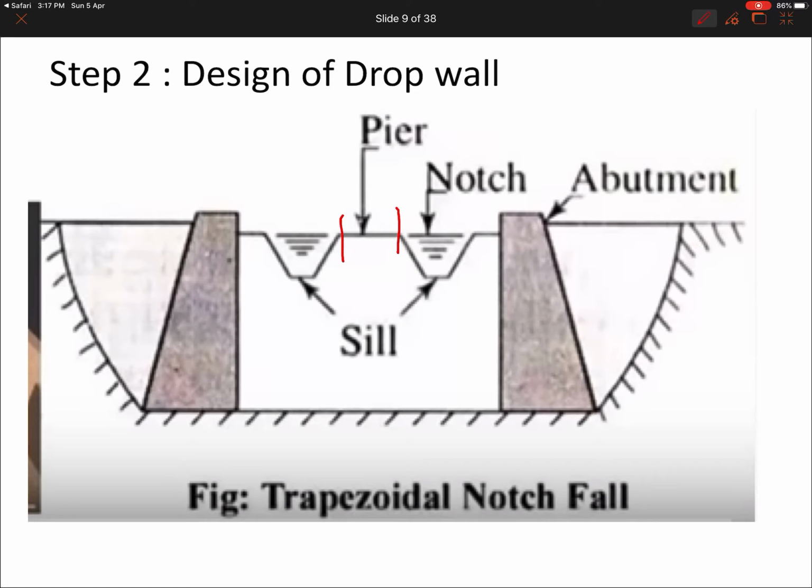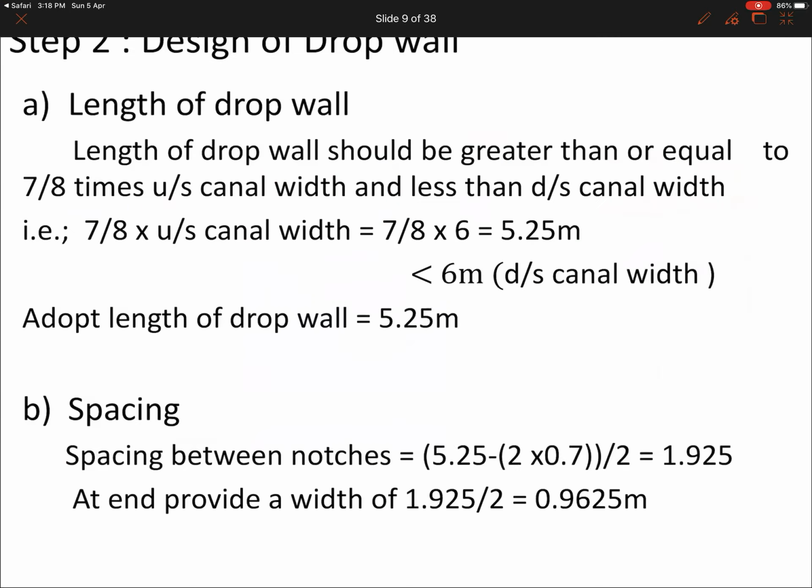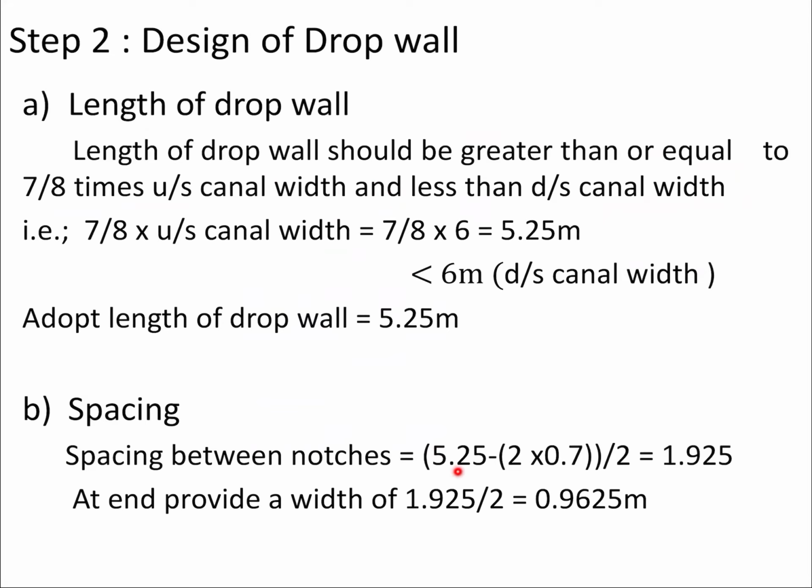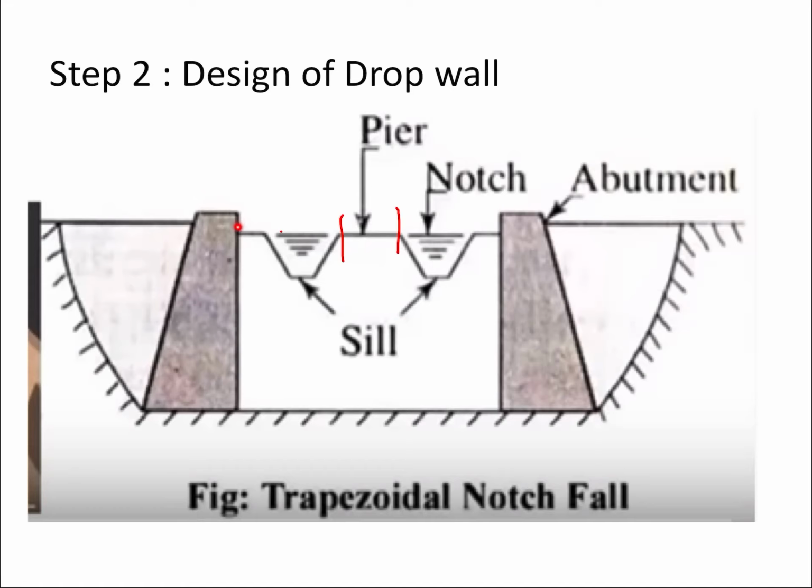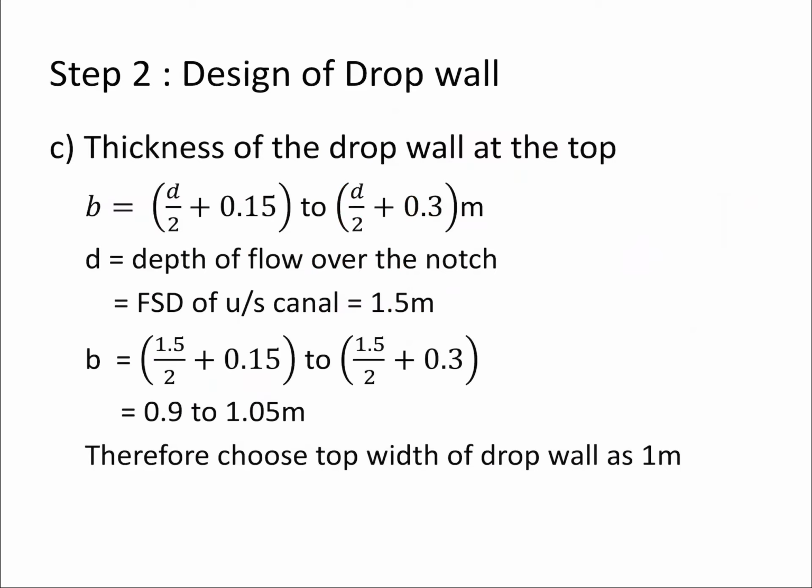Okay, we are finding out this distance, so it will be 5.25 minus 2 times 0.7, divided by 2, which is 1.925. That by 2 we will get this distance. This distance will be half of this distance. Half of this distance will be taken as the edge distance. Okay.